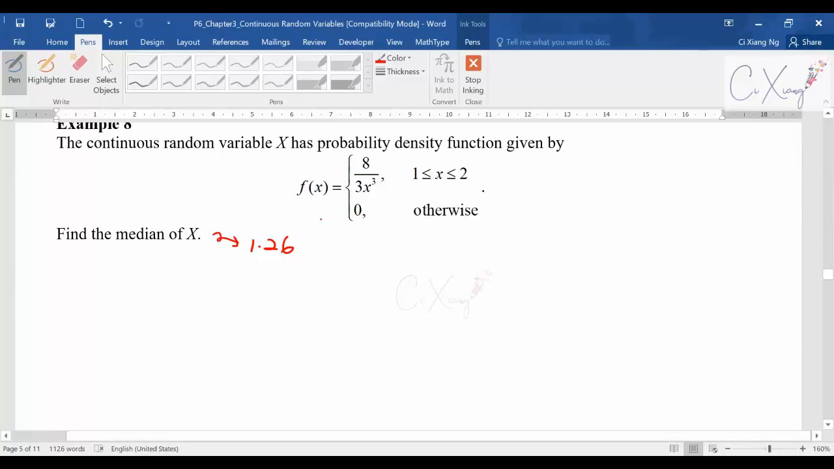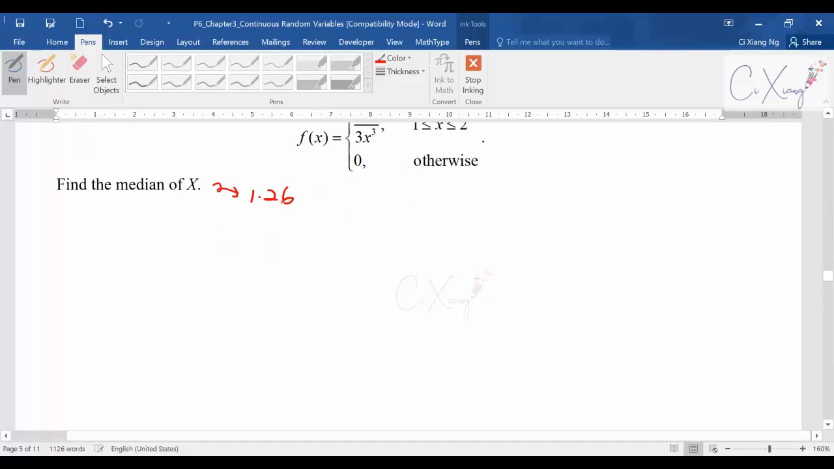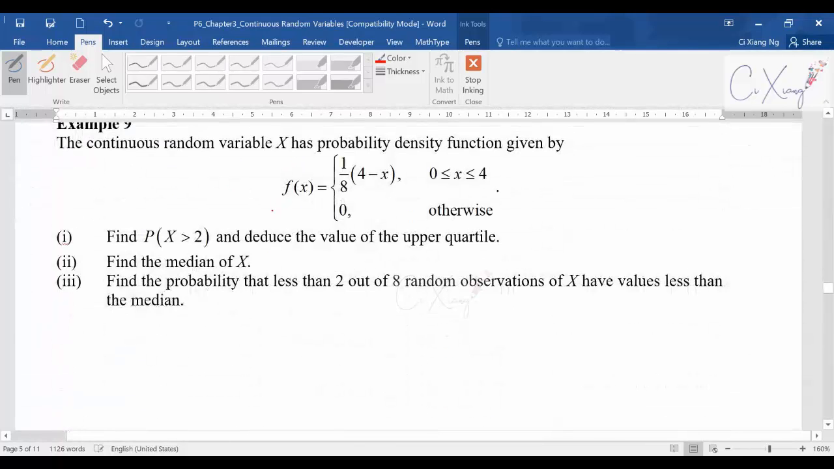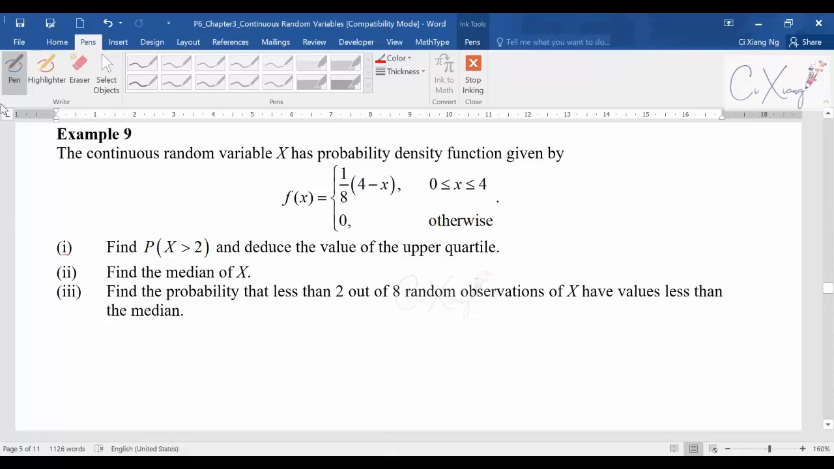Okay, if no problem, then let's continue to example 9. If you read example 9, they give you a function like this. First they want you to find x greater than 2, and after that, they want you to deduce the value of the upper quartile. Maybe we can start now.